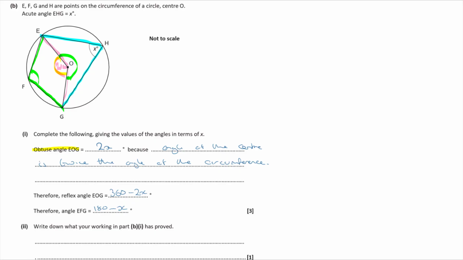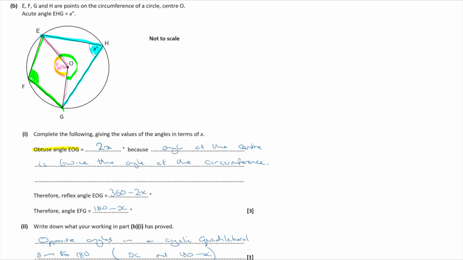So basically what we've got here then is I know that this one is x, and I know that this one is 180 minus x. So what we've proved is that opposite angles in a cyclic quadrilateral add up to 180. So opposite angles in a cyclic quadrilateral sum to 180, and I've got x and 180 minus x. Okay, they're my two angles, aren't they?